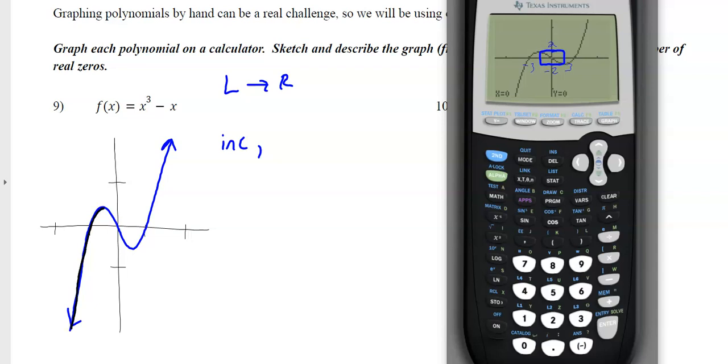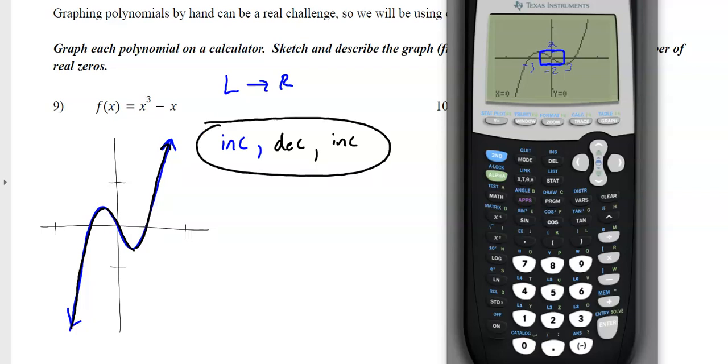Then we start to decrease. Then we start to fall. And then at some point, we take off and we start to come up and increase again. So from left to right, we're increasing, then decreasing, then increasing.